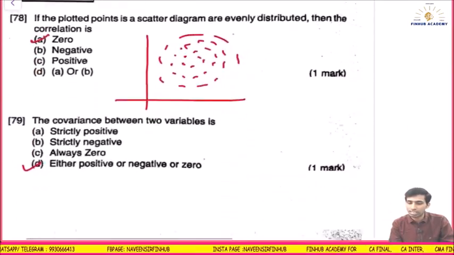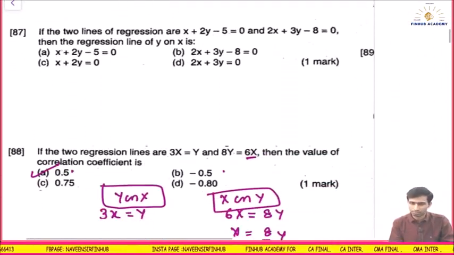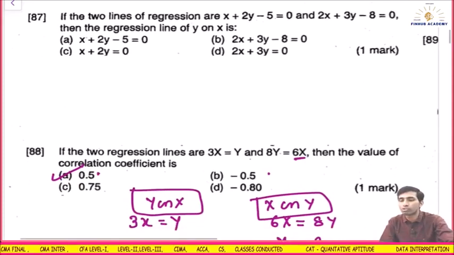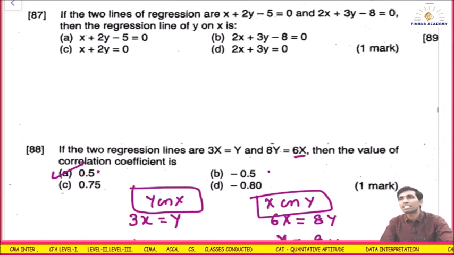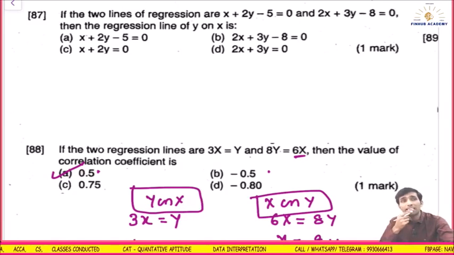Let me check if I have left something. If two lines of the regression are x plus 2y minus 5 equals 0 and 2x plus 3y minus 8 equals 0, then find the regression line of y on x. Understood? So what we will do is try to find b_xy and b_yx. Understood?